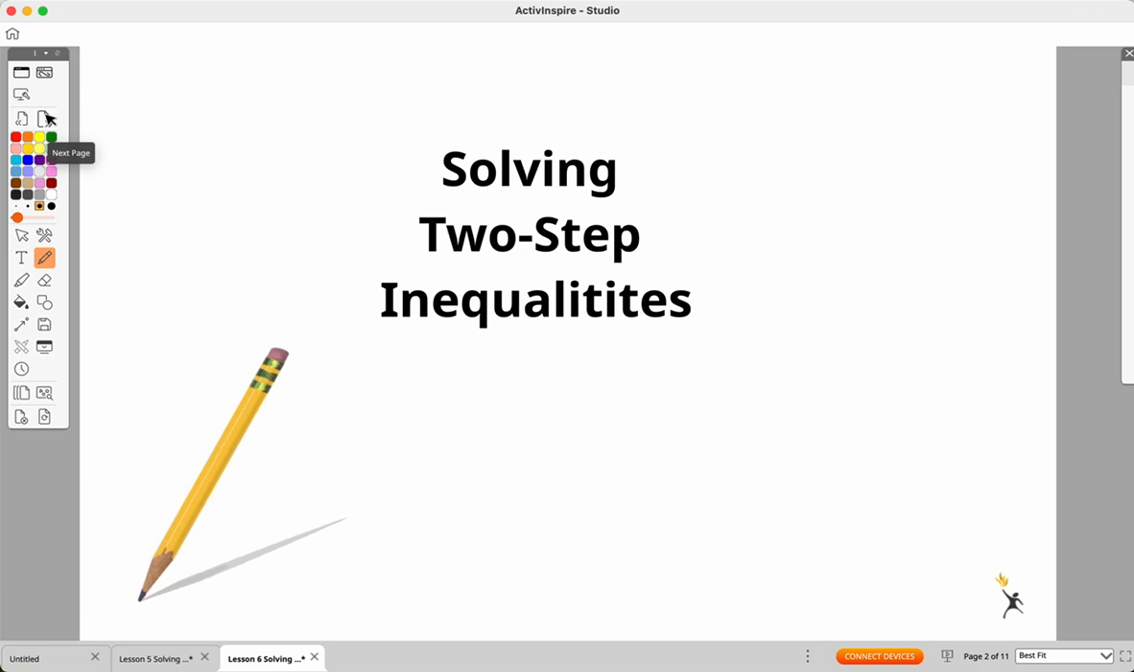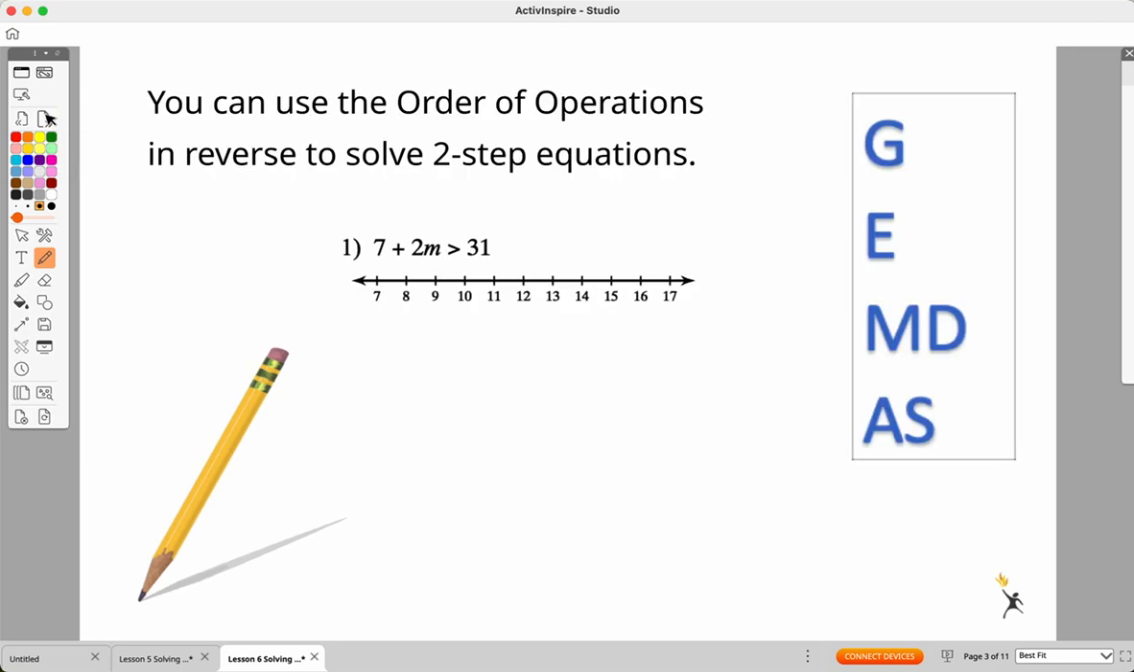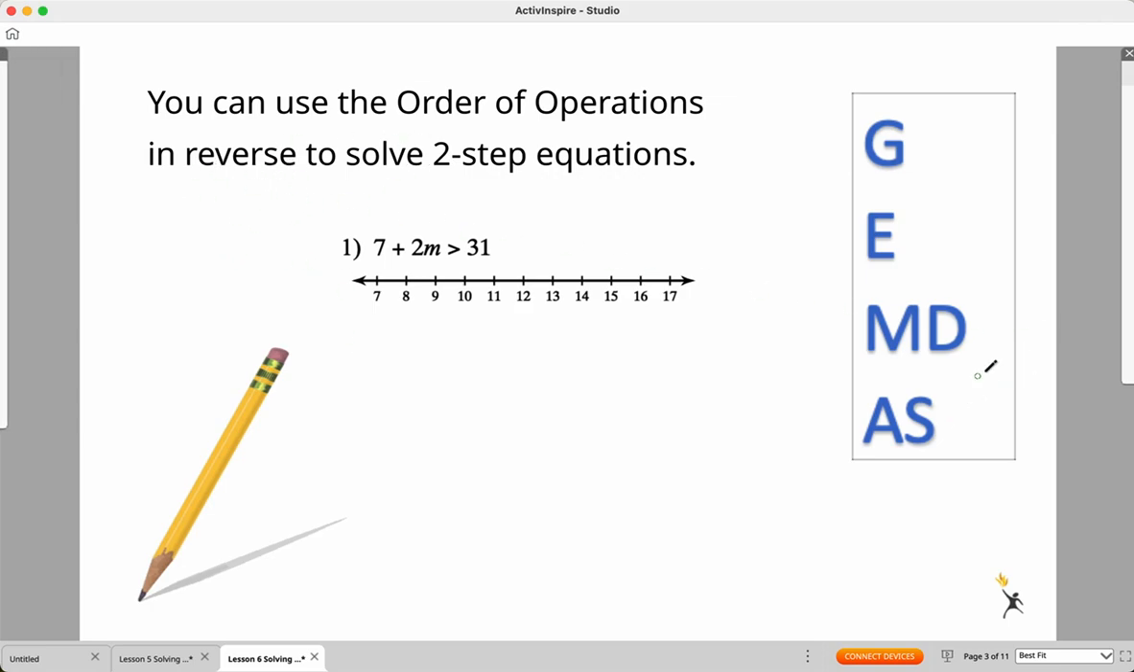Our goal today is that you can solve two-step inequalities using the order of operations in reverse to solve our problem. So one of the biggest things we want to look at is we reverse the order of operations. And we talked about this when we were doing this. When we simplify an expression, we work down. When we solve, we work in reverse.